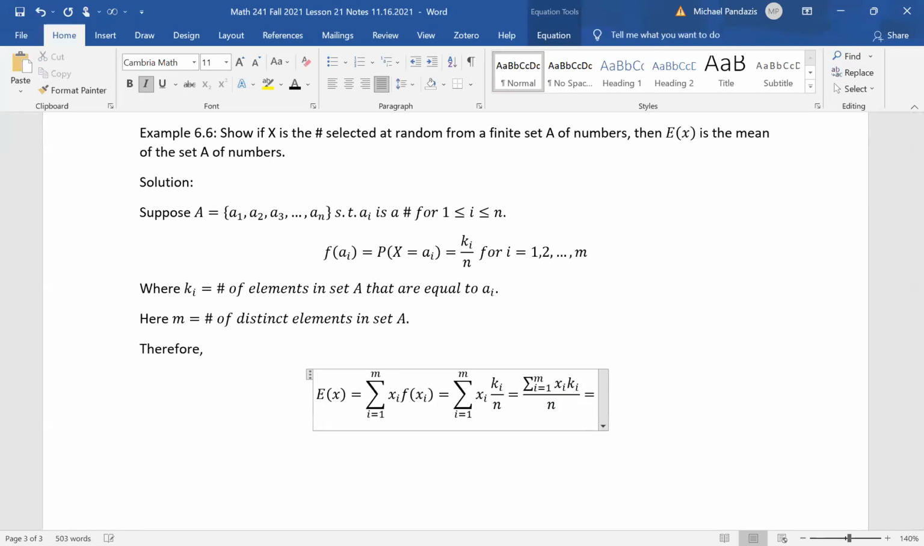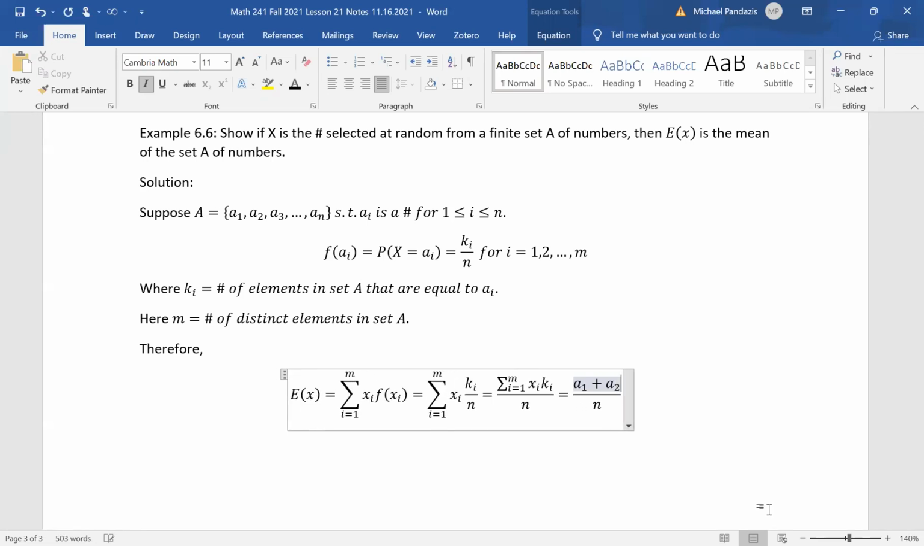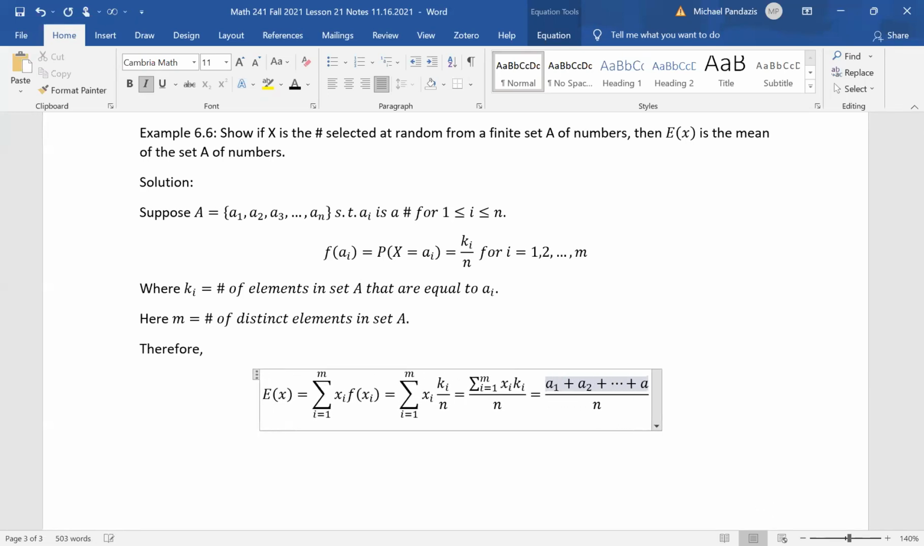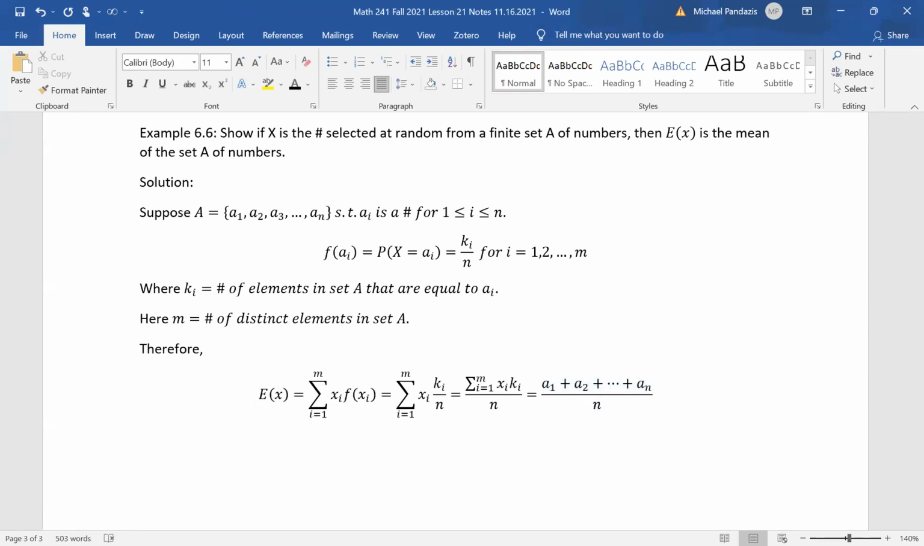So what does this say? The denominator is n. The numerator is you're just taking each possible number in the set, x sub i, and multiplying it by its frequency, the number of times that number appears in the set. Taking the sum of products in this way is the same as just adding up all the numbers in the set. It's the same as a1 plus a2 plus dot dot dot plus a sub n, because there are a total of n things in the set.